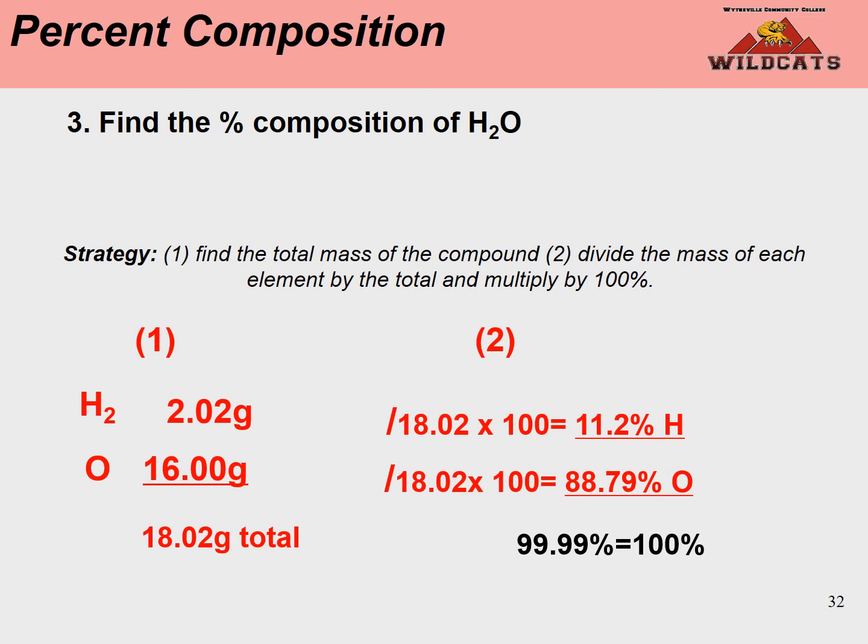Notice this is the percent by mass, not the percent of the number of atoms. Please be careful, because a trick answer to this would say that this is 66% hydrogen. That's if you said, well, I got 2 hydrogens and 1 oxygen, and 2 divided by 3 is 66%. You need to remember, percent composition is percent by mass.